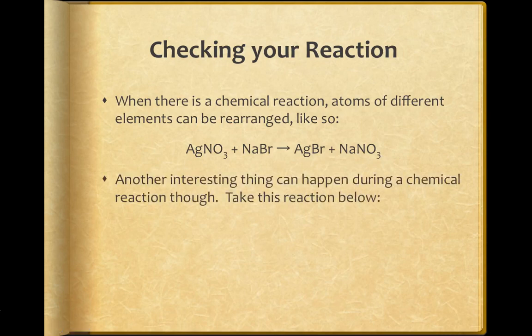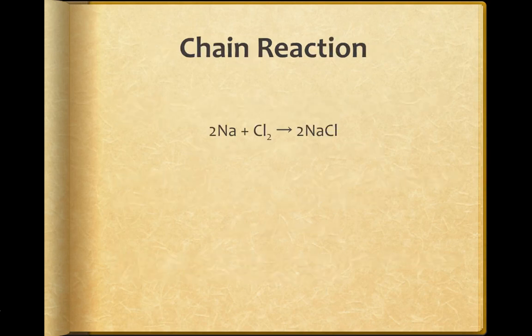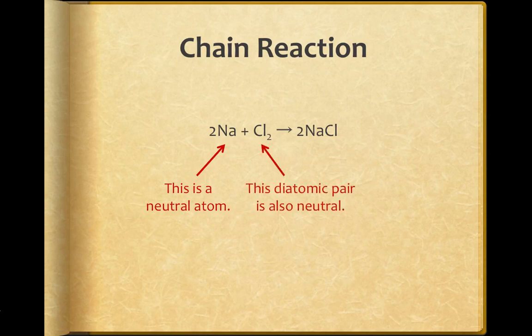I can show you another reaction, such as this right here. Sodium and chlorine gas make sodium chloride. That's table salt. And I know you're sitting there thinking, well, there's not anything special. We've seen this before. But let's take a little bit closer look with this, okay? So here's my reaction. Sodium is a neutral atom. It doesn't have a charge or anything. You can see that. This chlorine, it's diatomic. It means there's a pair. There's two of them. But it's also neutral.